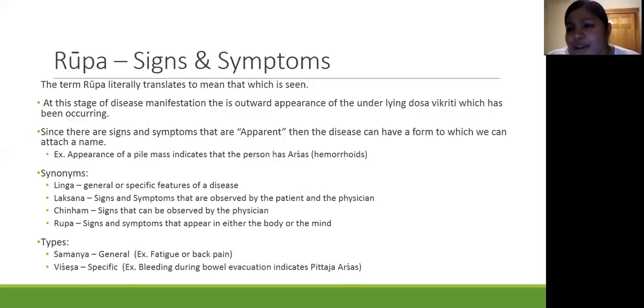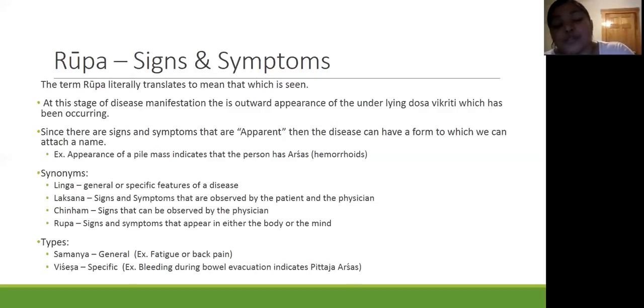Almost all of you have one form or the other of the classical texts. This is a nice little exercise or homework that you can do: go back to the classical text and go to the chapter of any disease, whether it be fevers or diarrhea or hemorrhoids. Go through the chapter, and you will see where they have described which are the general signs and symptoms, which are the purva rupas, and which are the specific signs and symptoms.